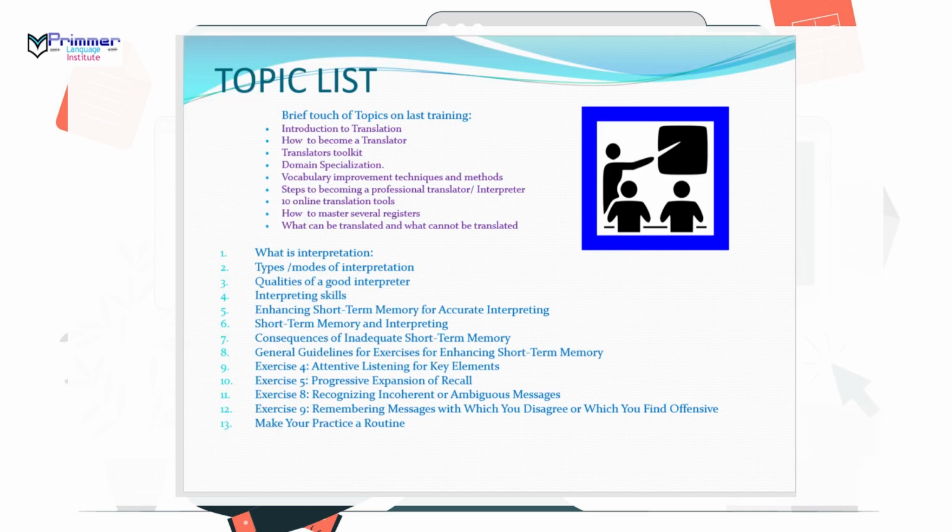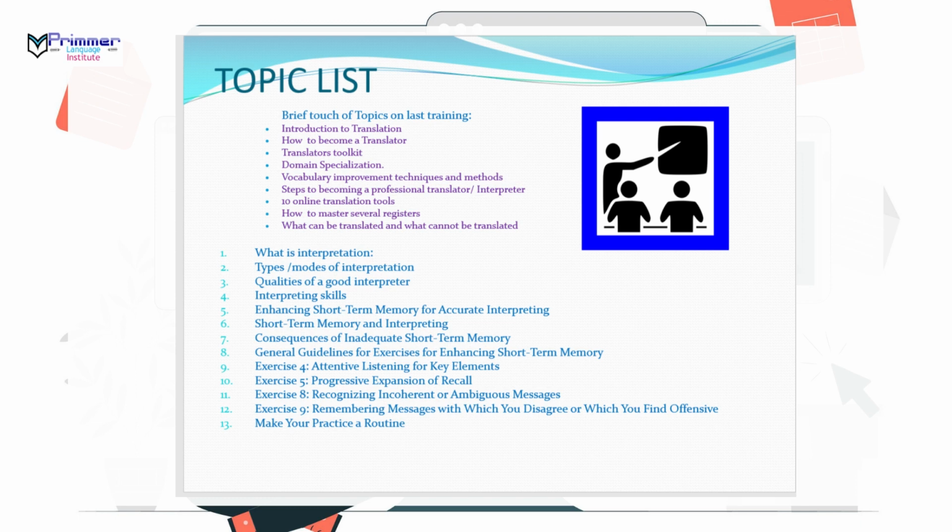Then how to master several registers. Remember, registers are vocabulary on certain areas of life. For example, we have register on medicine, or register on information technology, or register about marriage. So everything that you hear there would just be about a particular term. Finally, what can be translated and what cannot be translated.